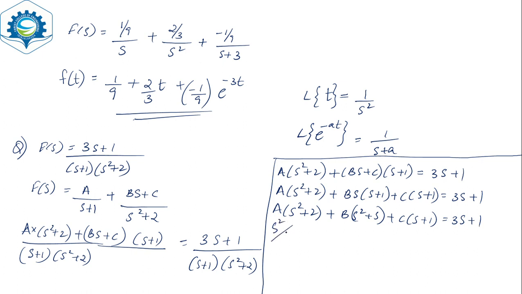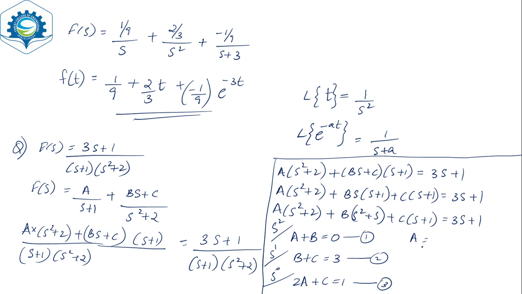If you compare the s² terms, you get a + b = 0. That's your first equation. If you compare the s¹ terms, you get b + c = 3. That's your second equation. And if you compare the s⁰ terms, you get 2a + c = 1. So these are your three equations: a + b = 0, b + c = 3, 2a + c = 1. You can just solve these three equations and you will get the values of a, b and c.